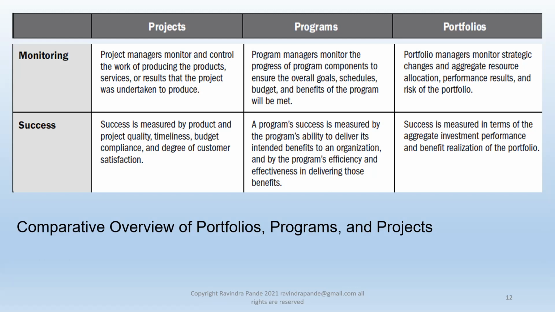In terms of a program, success is measured by the program's ability to deliver its intended benefits to an organization. So the profitability layer, the wastages, the lean management, and all those things. And by the program's efficiency and effectiveness in delivering those benefits. So how many projects are on time, on delivery, on budget, and so on and so forth. Then in a portfolio, the success is measured in terms of the aggregate investment performance and benefit realization of the portfolio. So we talk about ROI, return on investment, we talk about profitability, we talk about timeliness or the time slippage, and so on and so forth.